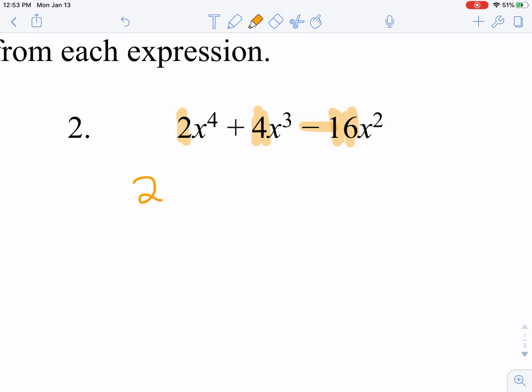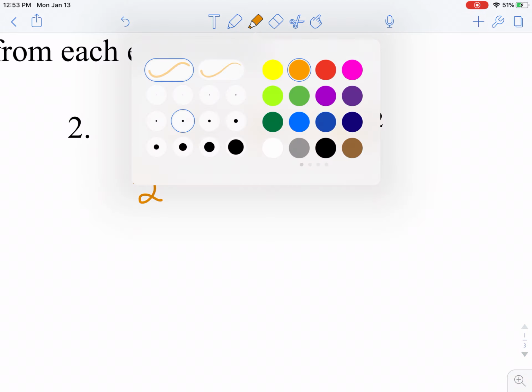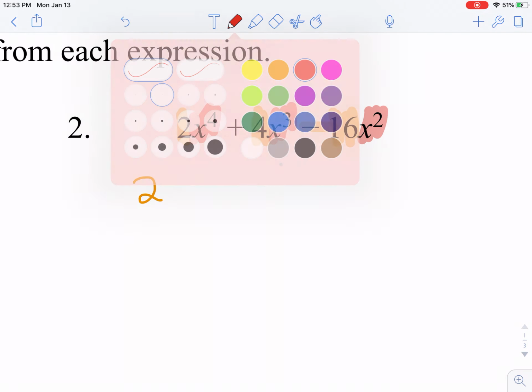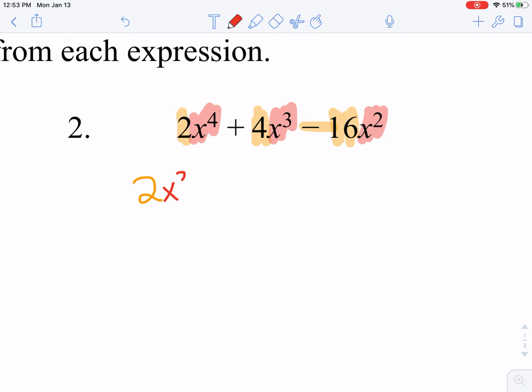Once we're done looking at our coefficients, we look at our variables. For our variables, we have an x to the 4th, an x cubed, and an x squared. Remember, for that first one we pulled out the highest power, and our highest power of x there was 1. But here, all three of our terms have a power of x squared, so we're going to take out x squared. It's like we're dividing our terms by 2x squared. Once we do that, we see what's left.